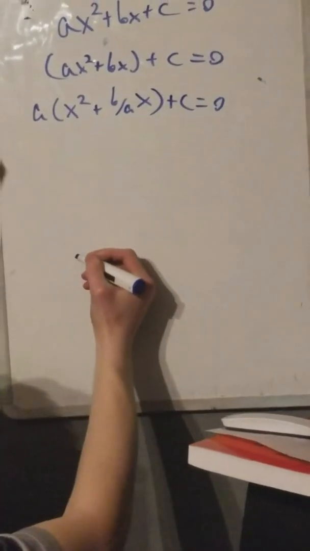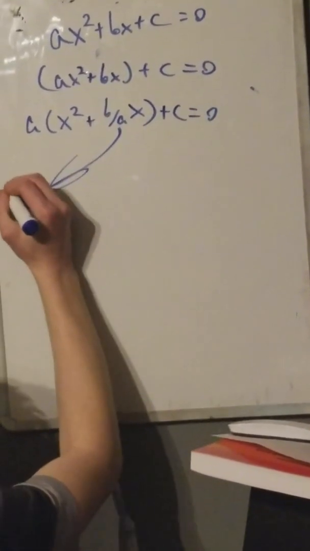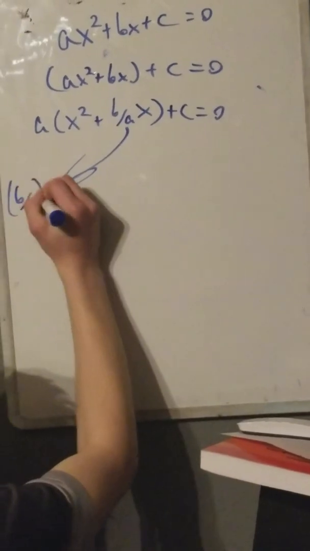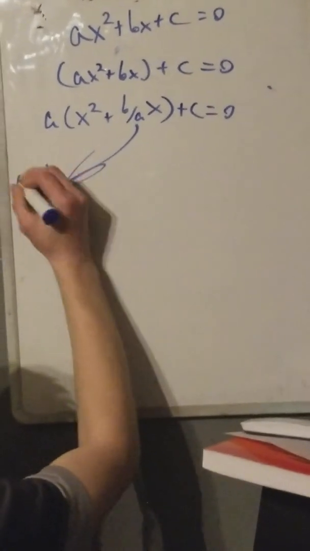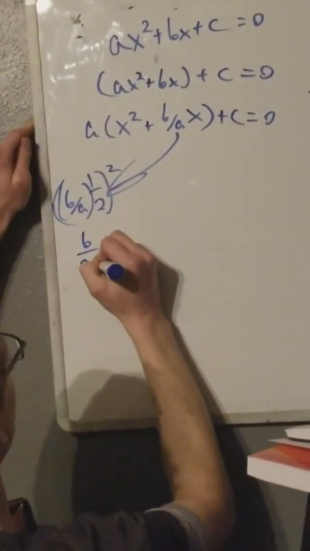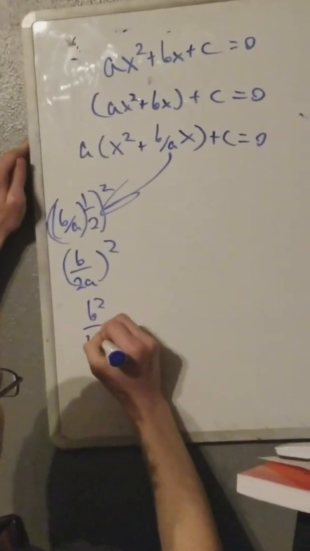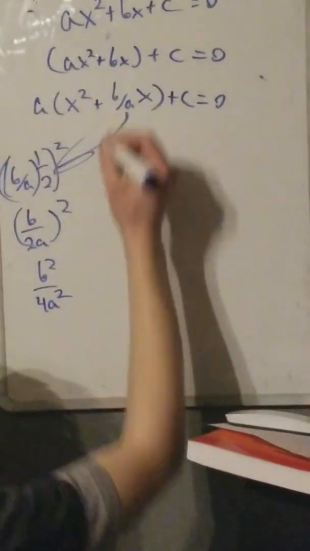Next, you're going to complete the square of this, which exactly means that you're going to divide it by 2 or times it by 1/2, and you're going to square it. This is going to be used for simplifying later. So, what does this get us? Well, b over 2a squared, b squared over 4a squared. Okay, add up to here.